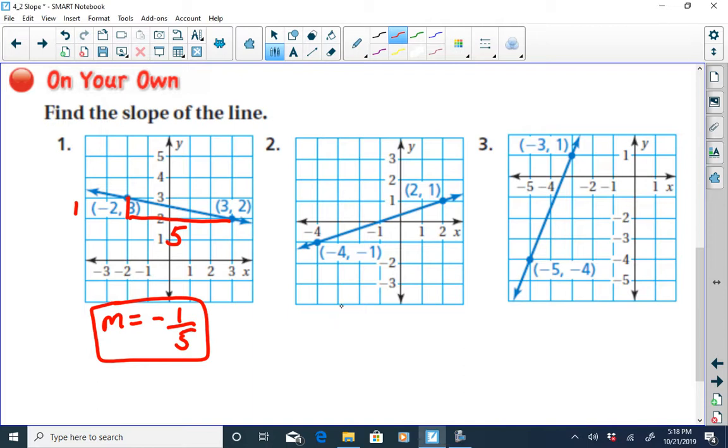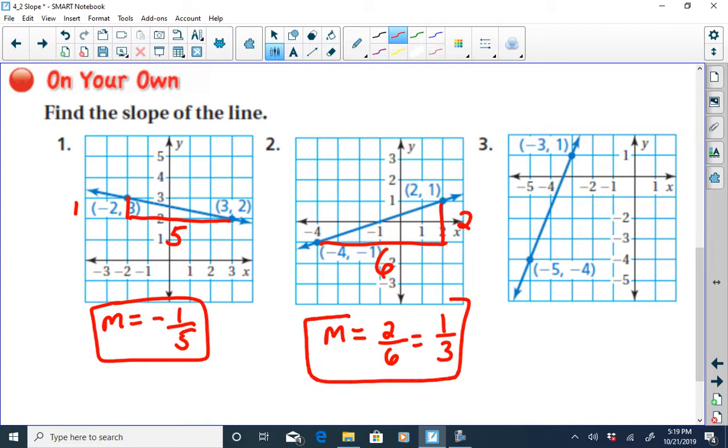My second line, right, my line rises from left to right. So my slope's going to be positive. I draw a vertical line and a horizontal line connecting the 2 points. My vertical change is a change of 2 because that segment is 2 units long. My horizontal change is 1, 2, 3, 4, 5, 6 units long. So my slope has a vertical change of 2, a horizontal change of 6, but we like to write that in simplest form. 2 over 6 simplifies to 1 over 3. The slope is positive because the line rises from left to right.